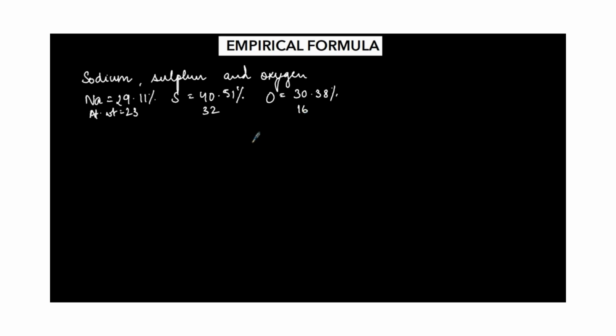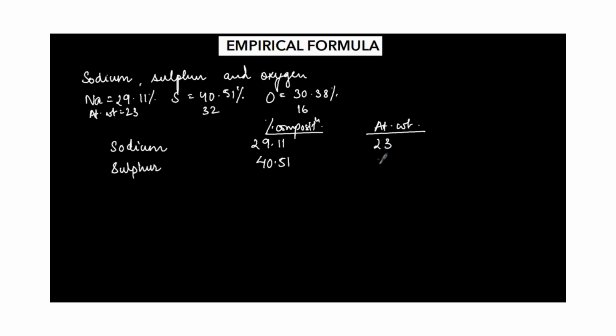Now what we have to do is, step 1, you will write down the percentage composition or weight and the atomic weight of each element present in the given compound. For example, element sodium has percentage composition 29.11 and its atomic weight is 23. Sodium, then sulfur has percentage composition 40.51. This is the percentage composition. This is the atomic weight. Sulfur's atomic weight is 32. Oxygen, we have percentage composition of 30.38 and the atomic weight of oxygen is 16.